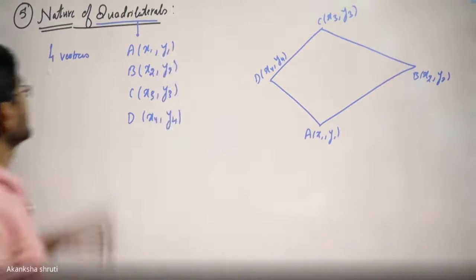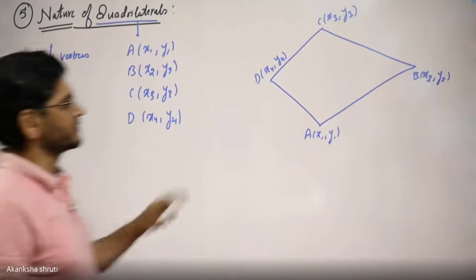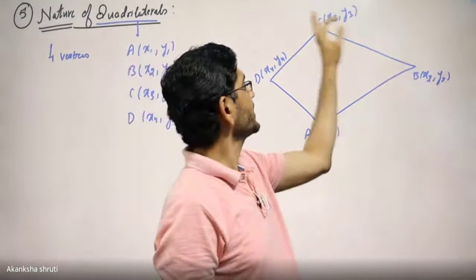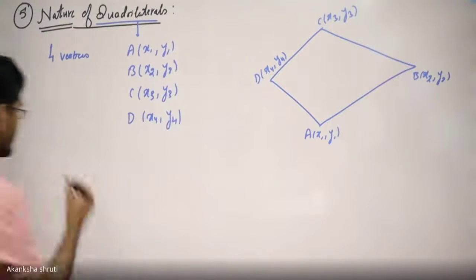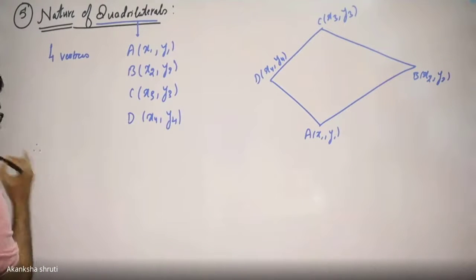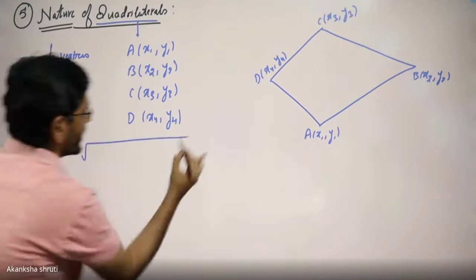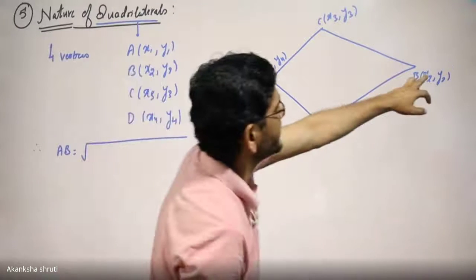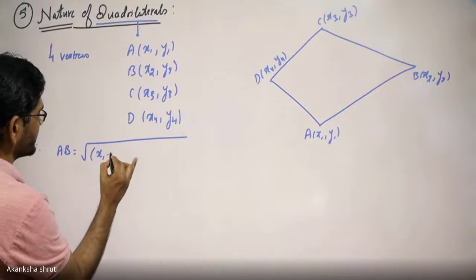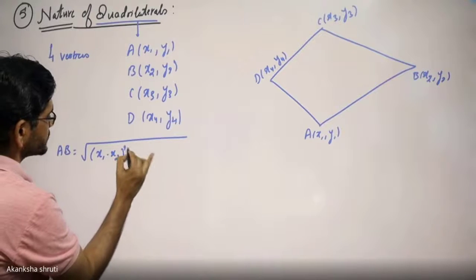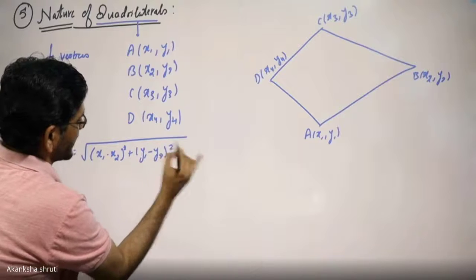Students, for the quadrilateral, we are given these 4 points. It means each of the side lengths can be calculated. That is one thing. So let us calculate them. The side length AB is given by the square root of the difference of the x coordinates of A and B, so it will be x1 minus x2 square plus y1 minus y2 square.